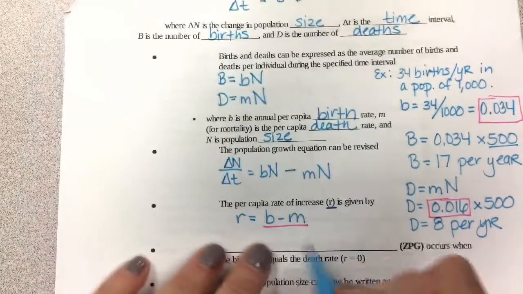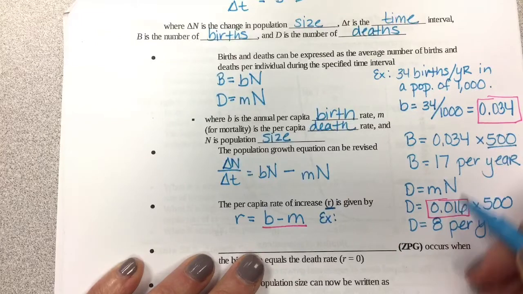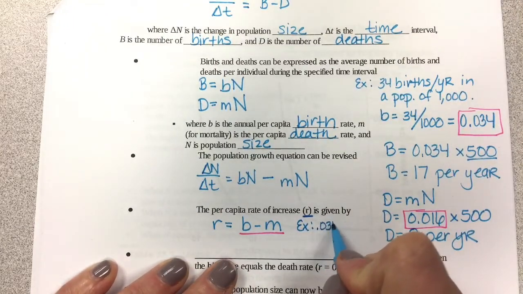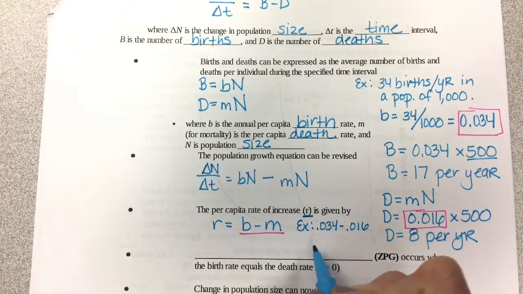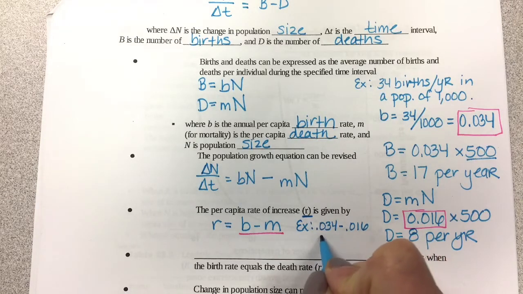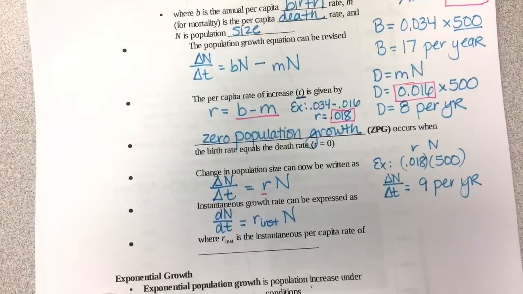Let's write that as an example here. The example using this data is 0.034 minus 0.016, and therefore we'd get an increase. The rate, R, would be 0.018.